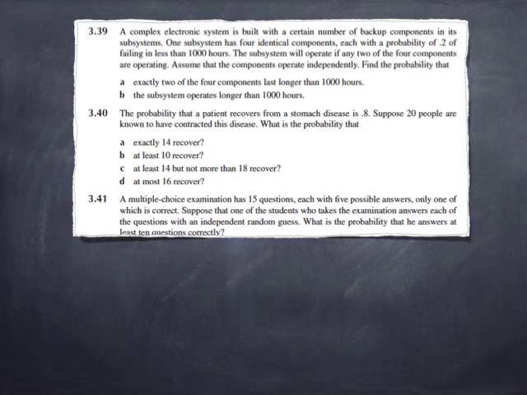So the first one, we're going to do one by one. It says here that a complex electronic system is built with a certain number of backup components in its subsystems. So one subsystem has 4 identical components, each with a probability of 0.2 of failing in less than 1,000 hours. The subsystem will operate if any 2 of the 4 components are operating. Assume that the components operate independently, and we have to find some probabilities here. So the first thing is to verify that this is actually a binomial distribution.